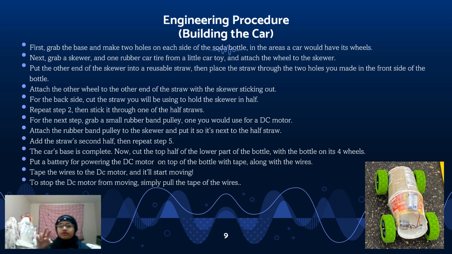And then you're going to get 2 batteries, and as you can see in my photo, you just tape them on top, and then you're going to take the red wire onto the positive battery end, and you're going to tape the black wire to the negative battery end. Then you're going to connect it to the DC motor, and this will cause the DC motor to rotate your car's back wheels, and this will move the car forward. If you want to stop the car, you just simply untape the wires from the DC motor.